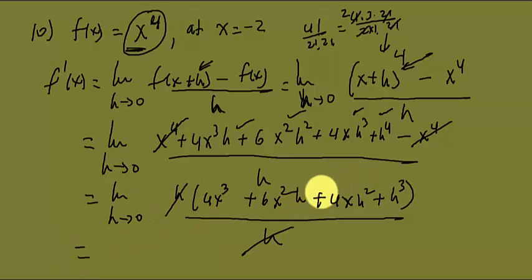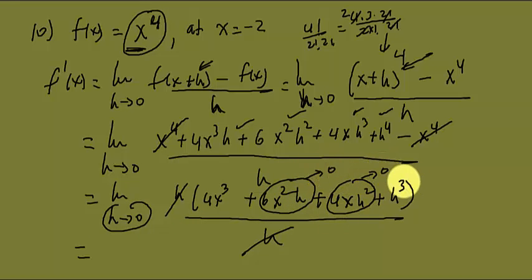Now I'm going to take the limit. That means my h is going to 0. When I plug in 0 for h, this is going to go to 0, this is going to go to 0, this is going to go to 0, and this whole thing is going to go to 4x to the third. This is the slope of this curve at any given point.